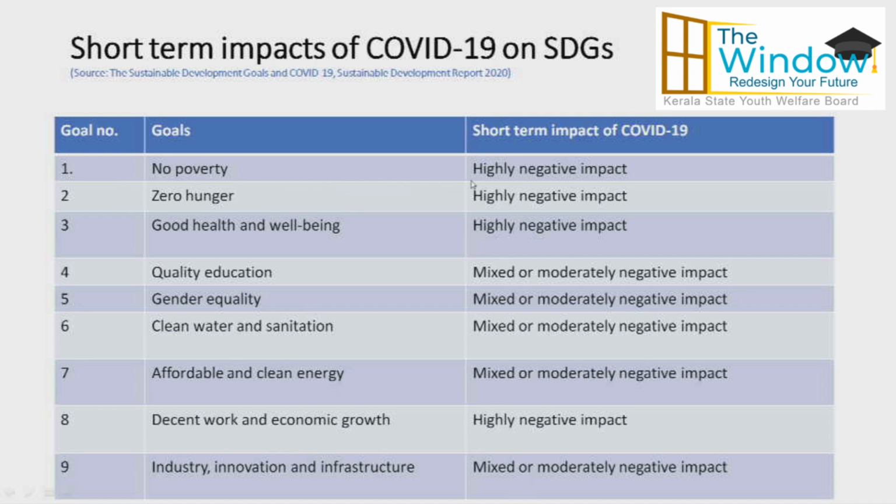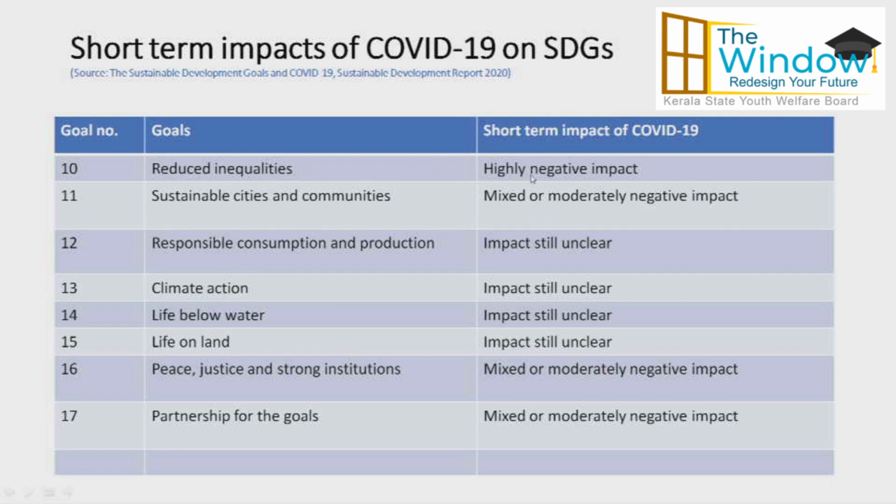So in the case of no poverty, the first Sustainable Development Goal, the impact of COVID-19 is highly negative. That also follows in the case of zero hunger, the second goal, and good health and well-being; these three show highly negative cases. A mixed or moderately negative impact is shown in the case of quality education, gender equality, clean water and sanitation, affordable and clean energy, and also industry, innovation and infrastructure. In the case of decent work and economic growth, there is also a highly negative impact.